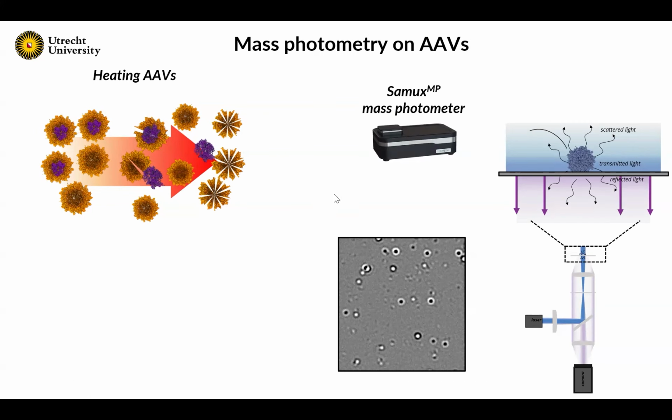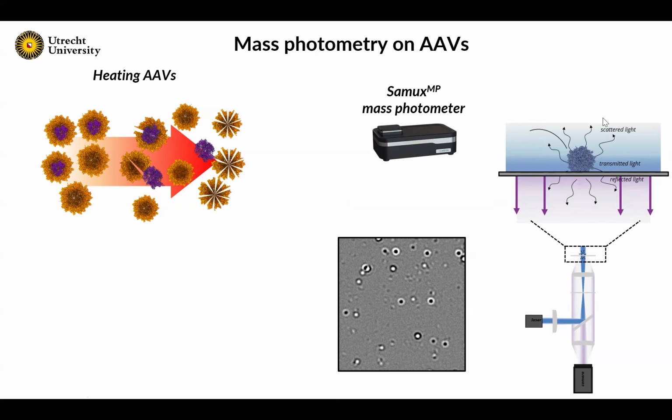So how do we measure our AAVs with mass photometry? Mass photometry is a microscopy-based technique, and we use a SAMUX mass photometer in our case to measure the AAVs. And what happens there is that we have a glass slide, and a laser light is shined from below onto the glass surface. And most of this light is actually reflected by the glass surface.